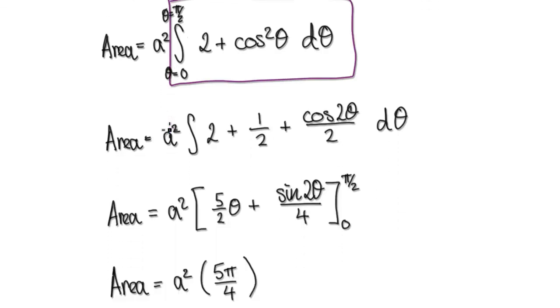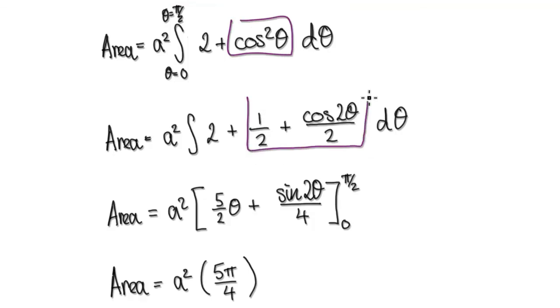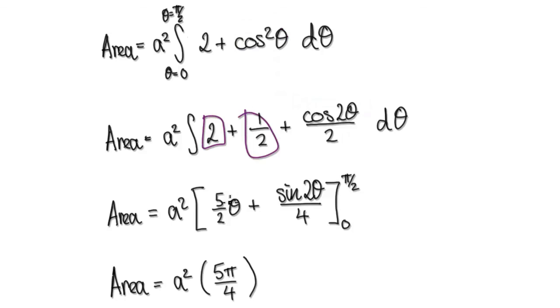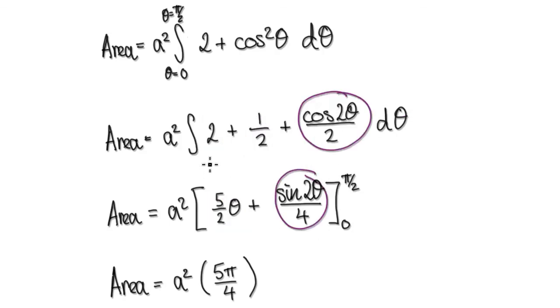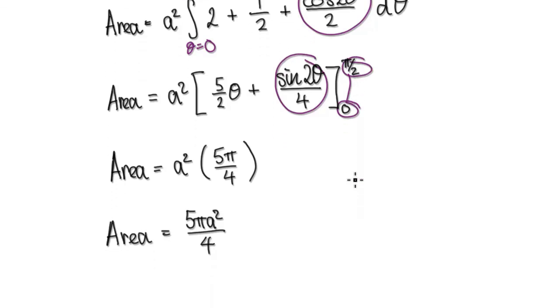Remember, a long time ago, to integrate this, we would imagine it to be like this. So this thing here, imagine this as this. So merge these two together. That will then give you 5 over 2. But then when you integrate it, it gives you 5 over 2 theta. And then integrating this will then give you this from theta equals 0 to theta equals pi over 2.